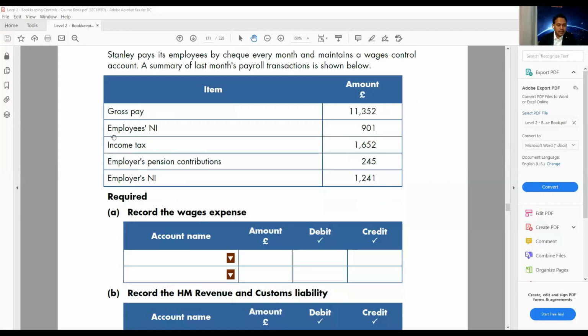Okay, you see that this time we have employer's pension, not employee. Last time we had employee pension, not employer. This time they gave us employer pension, but not the employee. So the first question they're asking is recording the wages expense. Can everyone try that? How much is the total wages expense here?